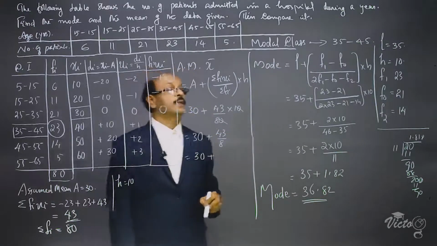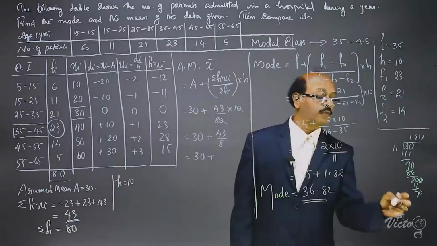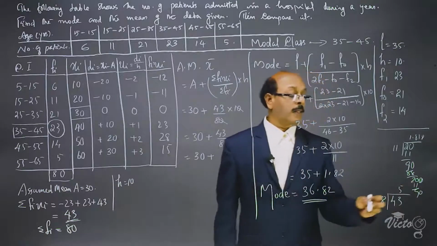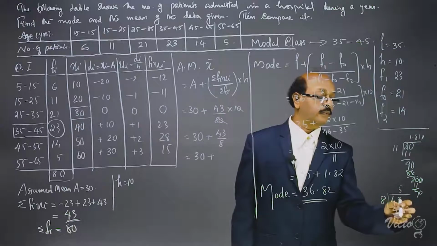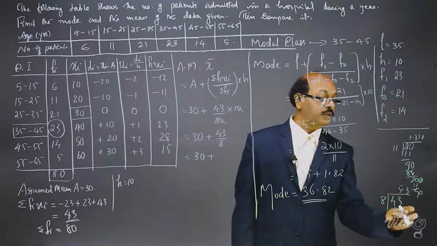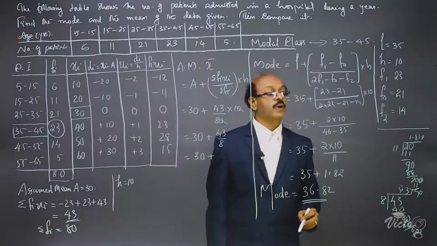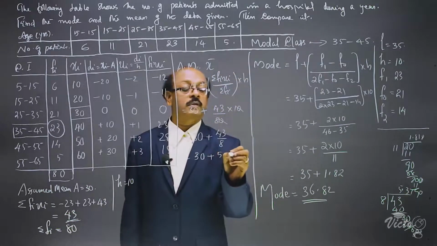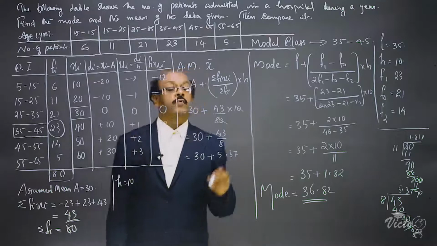We can divide 43 by 8. Dividing 43 by 8 is equal to 5. 8 5s are 40, remainder 3. 8 3s are 24, 6. 8 7s are 56 and so on. So it is 5.37. 5.37 is the value of 43 by 8.